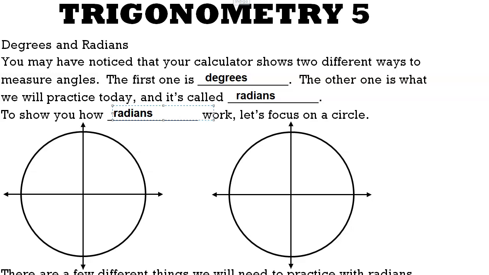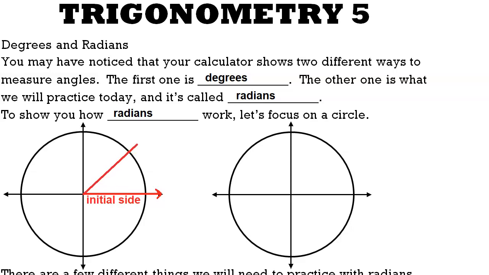Okay, so let's go through and let's make an angle on a circle. Okay, so what I want you to do is just sketch out an angle. Now we are going to put the first side of our angle right here. That's going to be our initial side. Okay. And then for our first example, let's just do a 45-degree angle.